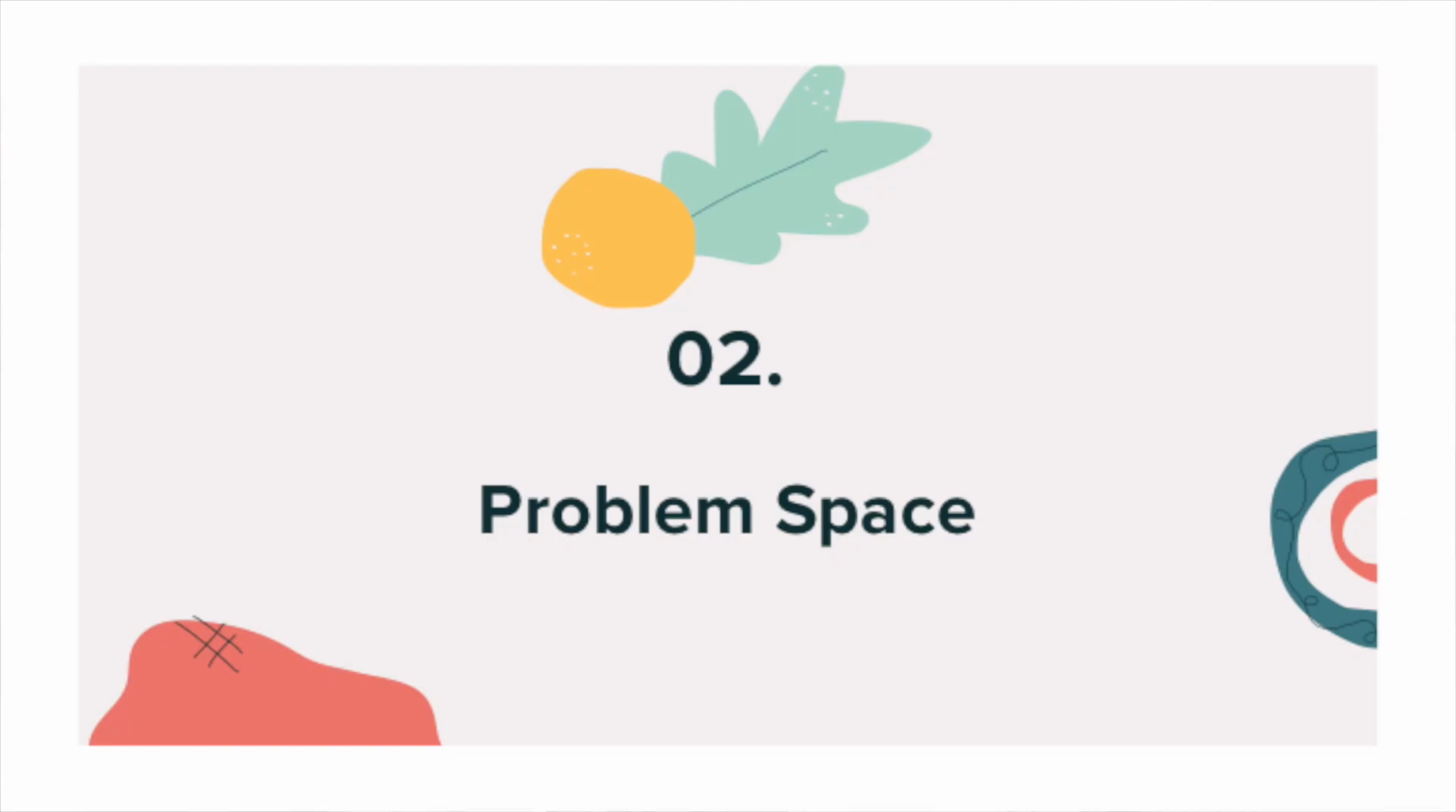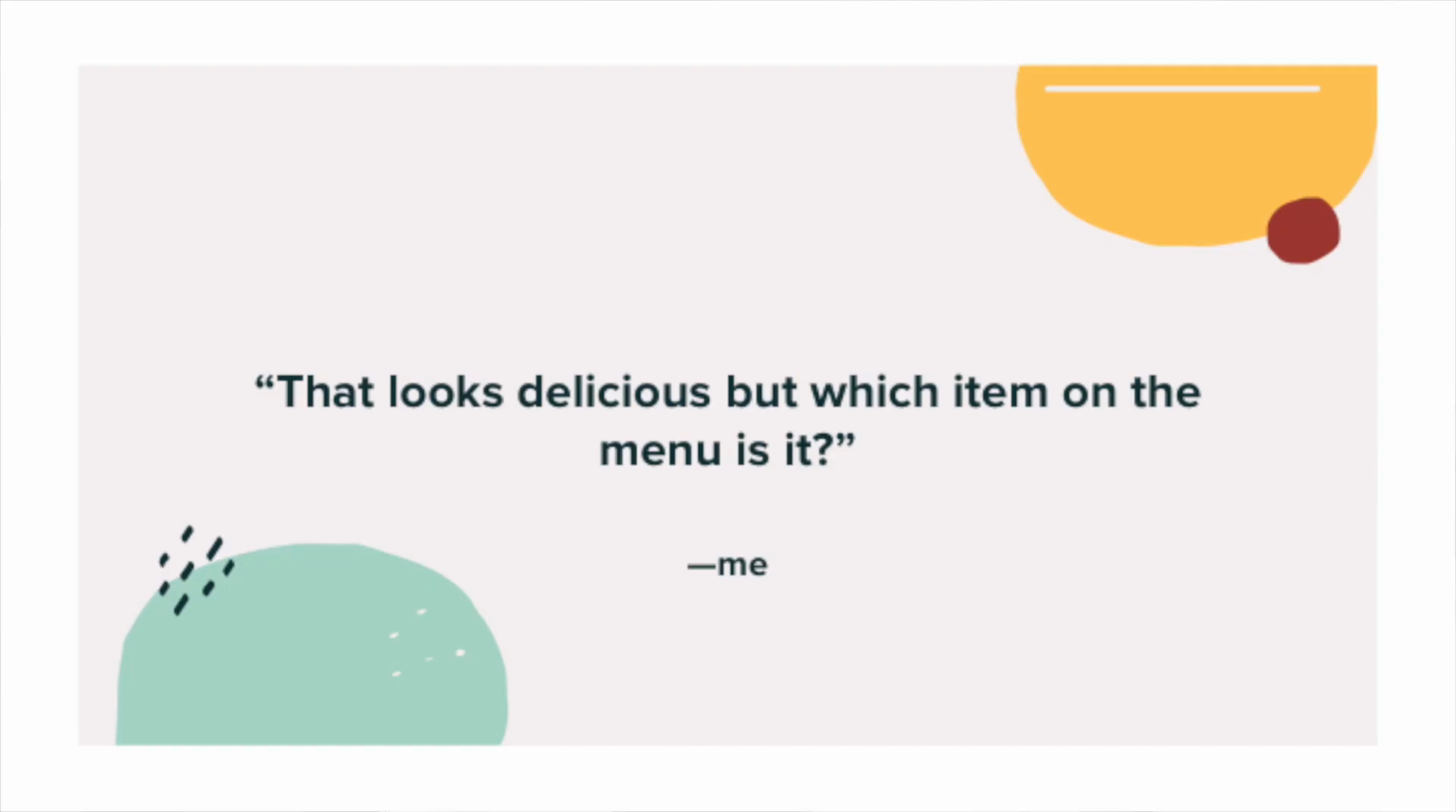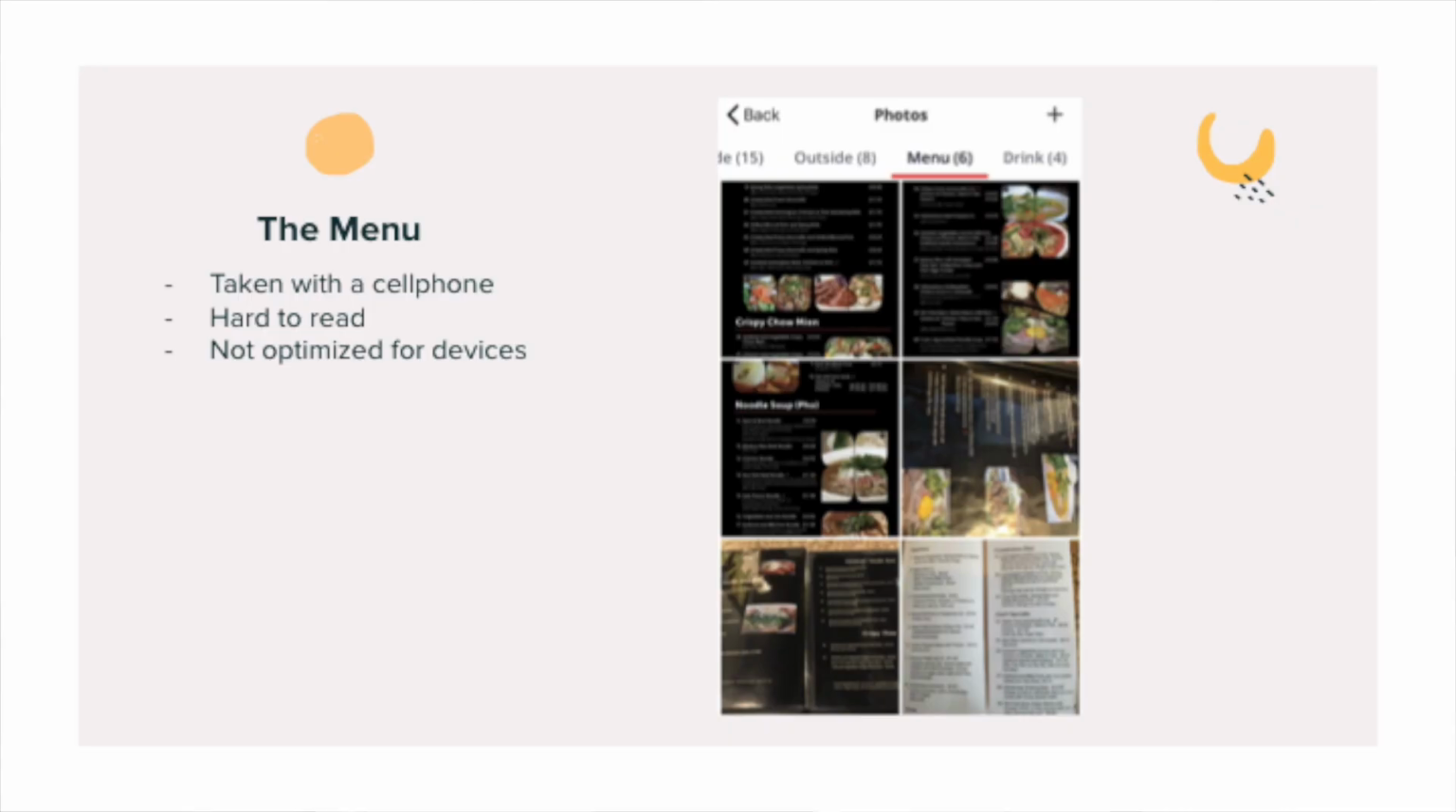And so oftentimes I will find myself looking at a really crappy menu, one that is just not all that great. So that leads me into my problem space. When I'm using these apps, these are areas that I see could use some improvement. This is me quoting myself: "That looks delicious, but which item on the menu is it?" Let's first talk about the first part that bothers me, the menu, okay?